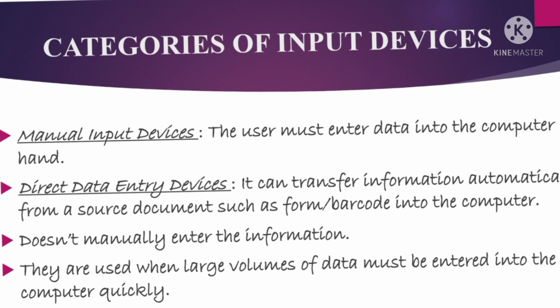As the name itself says, it's manual. The user will have to enter the data into the computer by hand. That is called manual. And what are direct data entry devices? They can transfer information automatically from a source document, it can be a form or a barcode, into the computer. So what do you mean by this?